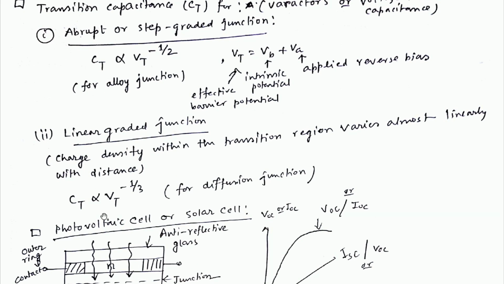Okay, so if we write Ct is proportional to 1 by Vt to the power 1 by n, then n equals 2 for an abrupt or step graded junction and n equals 3 for a linear graded junction.